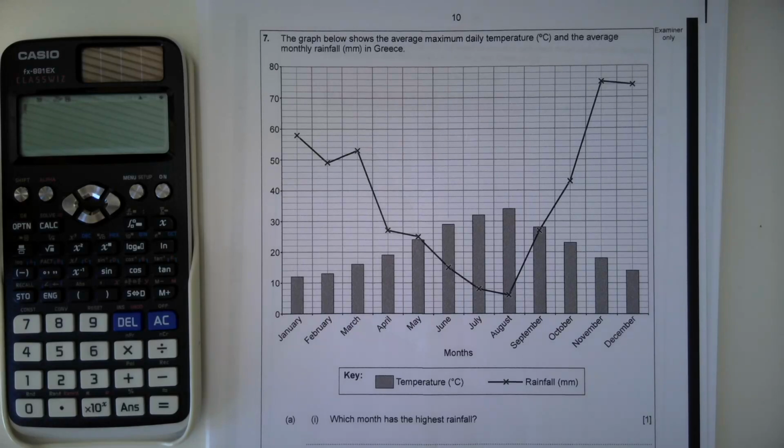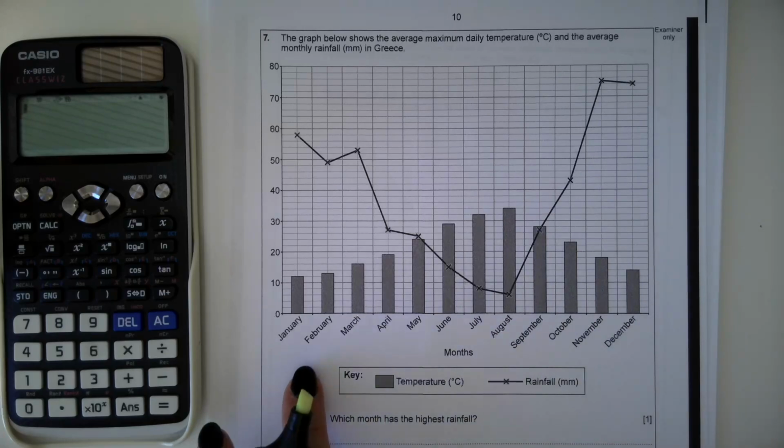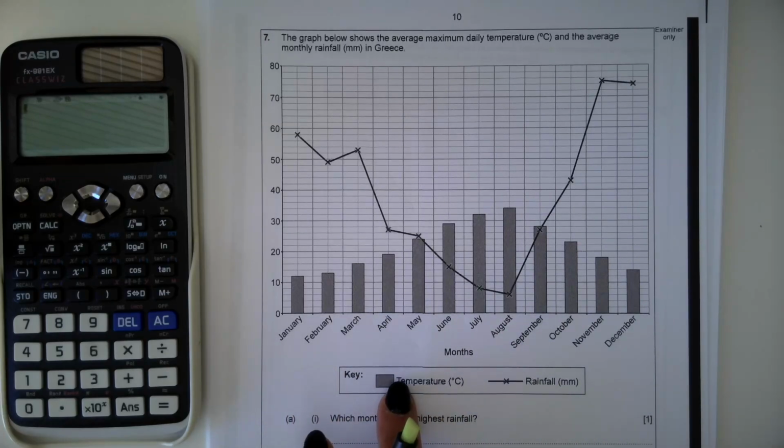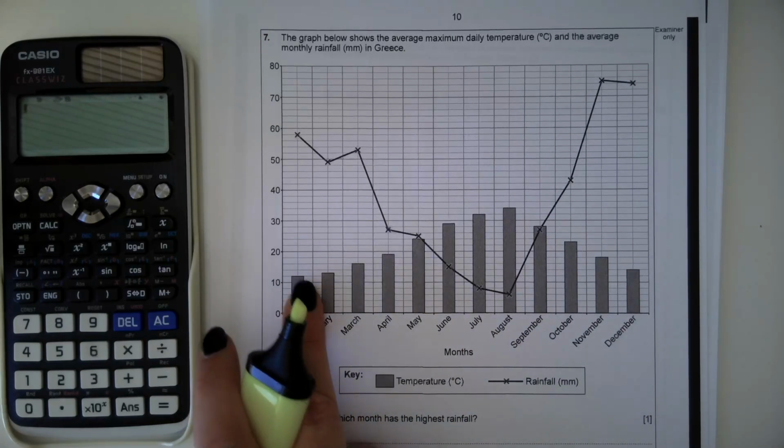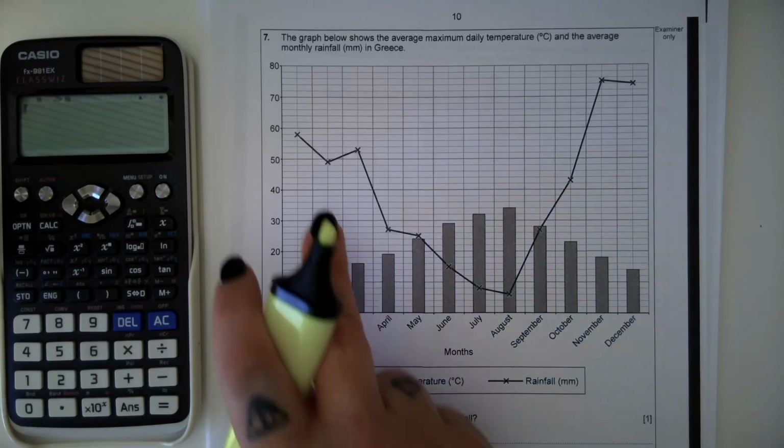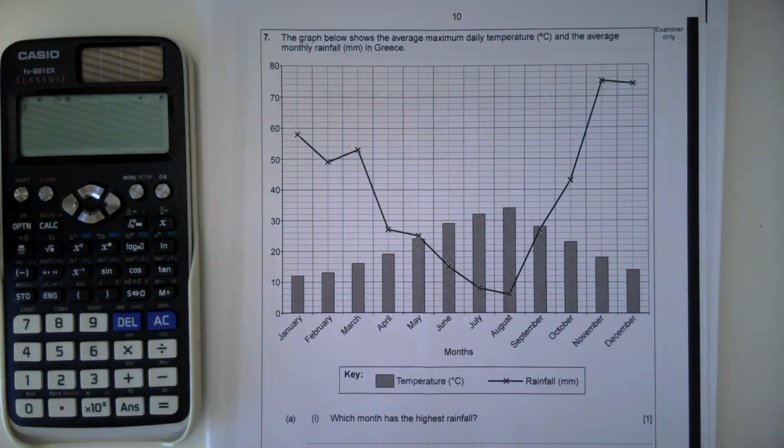Question 7. The graph below shows the average maximum daily temperature in degrees Celsius and the average monthly rainfall in millimetres in Greece. So we've got a key here. The average temperature are the bars and the average rainfall are the line graph.